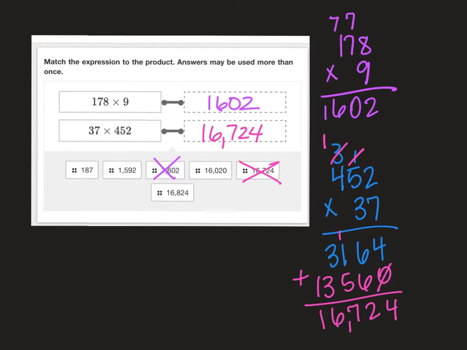So again, remember, if you have a problem like this and you get something that is not down here in the answer choices, then clearly you've done something wrong. So make sure you know you're multiplying. Think about your numbers. There's no way that this 187 could have ever been an answer, so you knew you were choosing from the others.